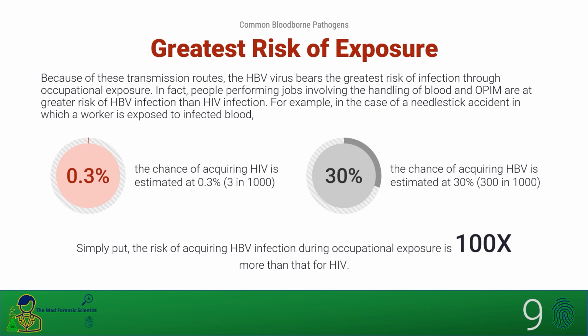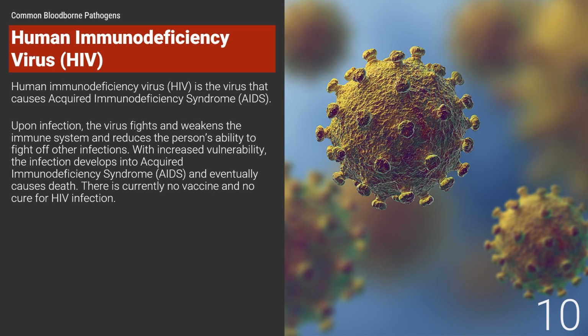Speaking of HIV, the human immunodeficiency virus is the virus that causes acquired immunodeficiency syndrome, or AIDS. Upon infection, the virus fights and weakens the immune system and reduces the person's ability to fight off other infections. With increased vulnerability, the infection develops into AIDS and eventually causes death. There currently is no vaccine and no cure for HIV infection.